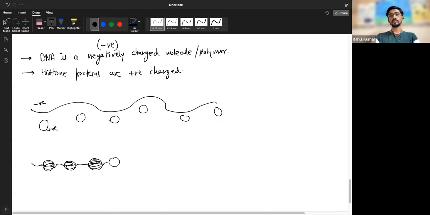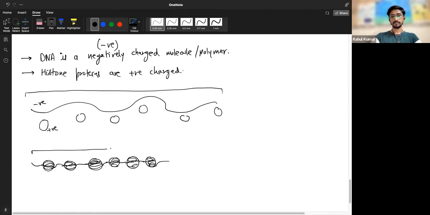And the whole length of the DNA will be smaller now. You understand? Is it clear, everyone? So this length becomes smaller by binding. Is it clear?